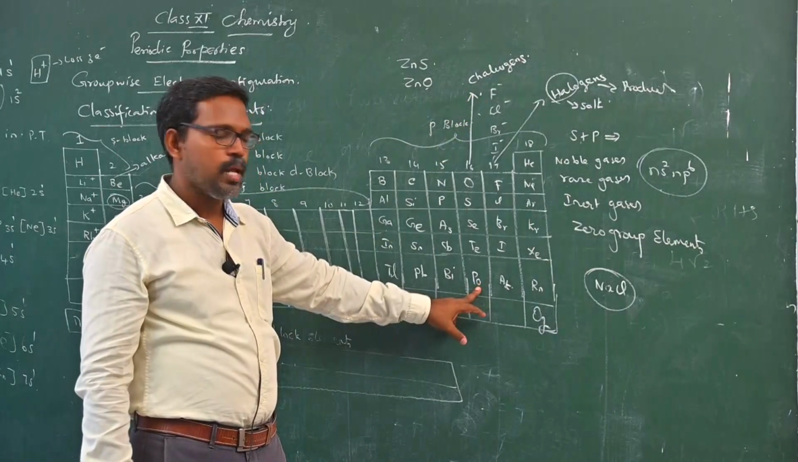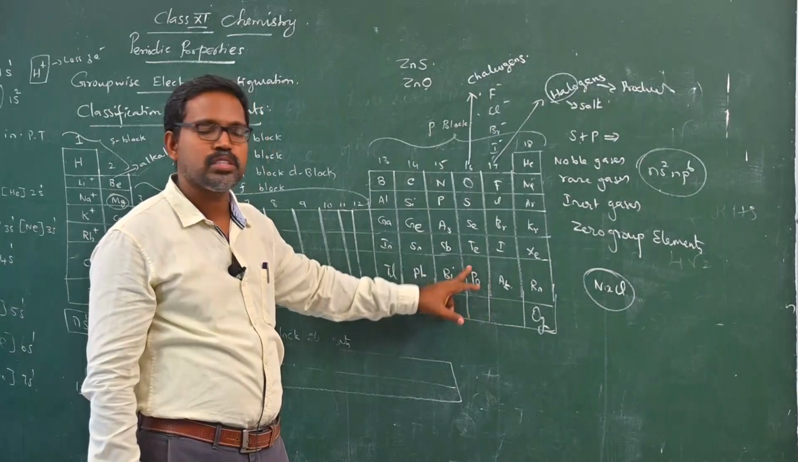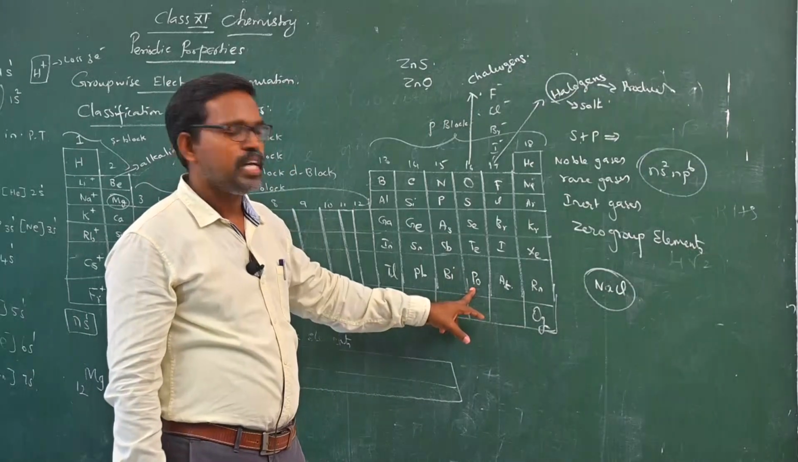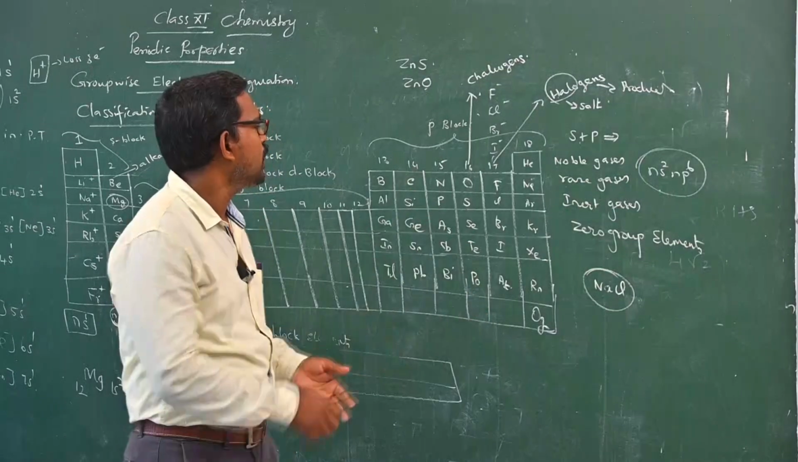Look at this last element, polonium. Polonium is a radioactive element. Polonium was discovered by the scientist Madam Marie Curie. Her home country is Poland. Therefore, it is referred to as polonium.